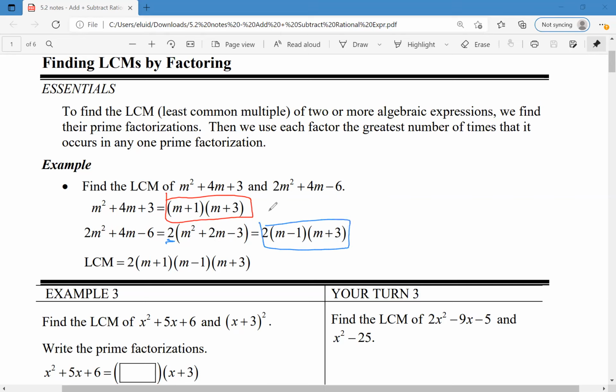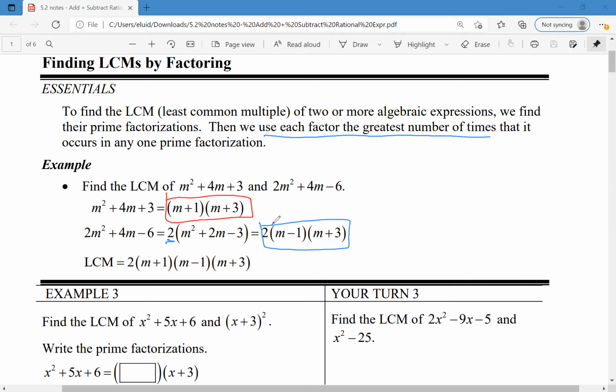So let's take a look at all our factors. We have m plus 1, m plus 3, 2, m minus 1, m plus 3. So the LCM is going to have all of those factors. However, we're only going to use each factor the greatest number of times it occurs in any one factorization. So notice how we have one factor of m plus 1, and one factor of m plus 3 in this first expression. So we need at least one of each in the LCM.